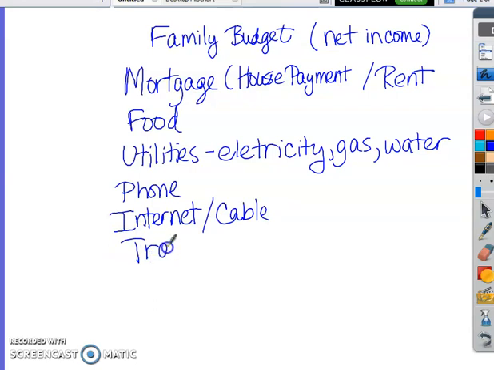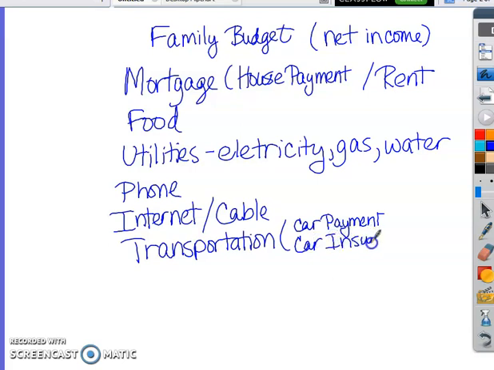Also, transportation. Transportation could be a car payment. If your car is paid off, you still have to pay car insurance. You have to have insurance if you're driving a car. It could be even if it's like bus fees, okay? If maybe you don't own a car, maybe you're not renting a car, you could be paying bus fees, or taxi fees. These are all things that go into transportation.